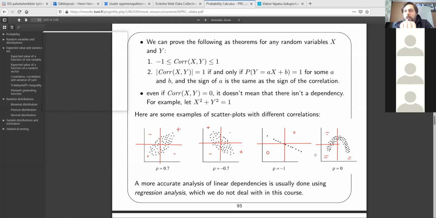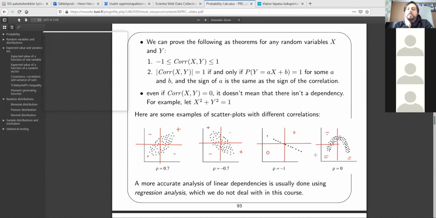So if you try to fit a line, and that line clearly has a negative or a positive slope, then we have negative or positive correlation. And then, if everything falls in line, then the correlation is either -1 or 1.